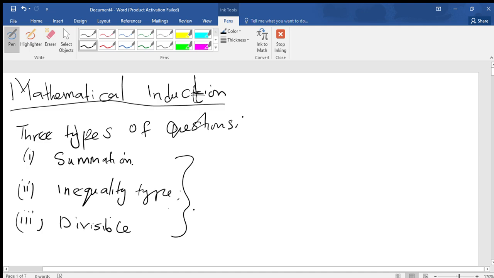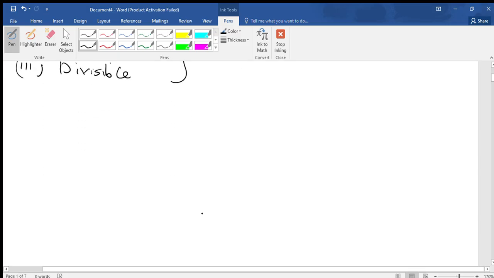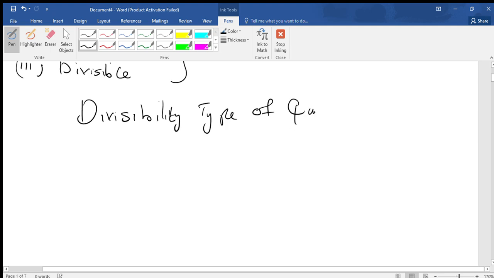So in today's lesson, which is the last part of mathematical induction, I am going to focus on the third, where we're talking about the divisibility types of questions.